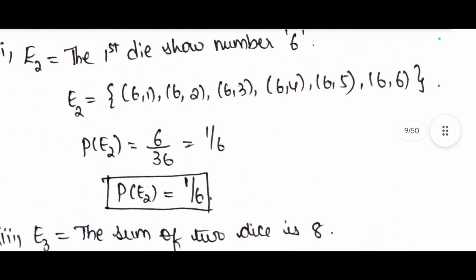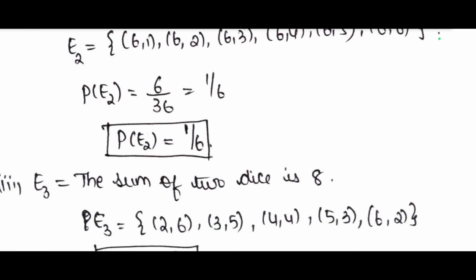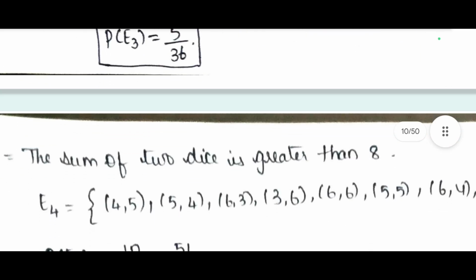We are calling it E2, the second event. Next, what is the third event? The sum of two dice is 8. How many cases are going to exist? Let's see. If I add 1 comma 6, I get 7 only. If I add 2 comma 6, I get 8. Yes, that is what I need. Next, 3 comma 5 is the second case, 4 comma 4, 5 comma 3, and 6 comma 2. How many cases are there? 5. 5 divided by 36 is our probability.